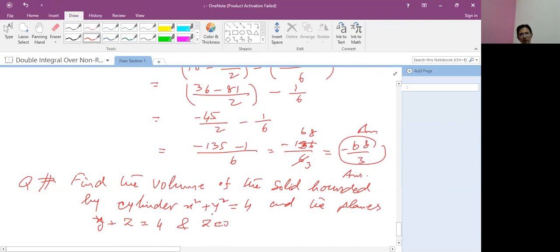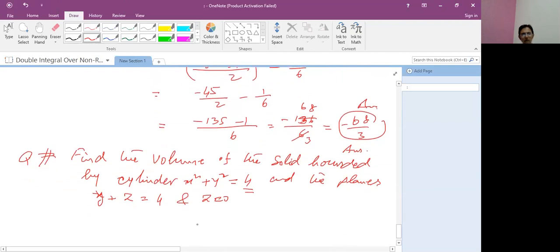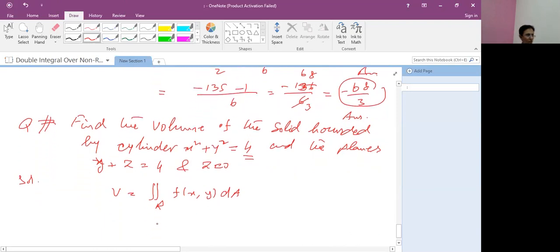Student, this is the equation of the cylinder, which is formed with the help of a circle of radius 2. These two equations are the plane equations: y plus z equals 4 and z equals 0. To find the volume, the formula is the double integral of f of x y into dA. We can solve this application by both methods, type 1 and type 2 region, so we will consider type 1 region here.